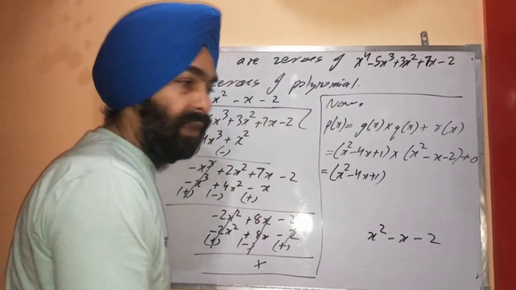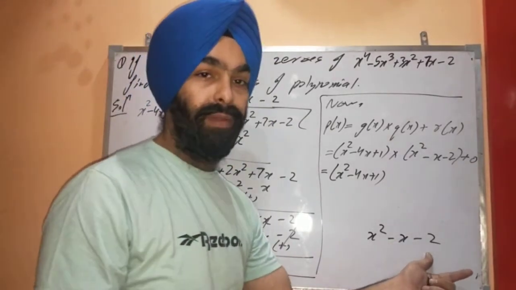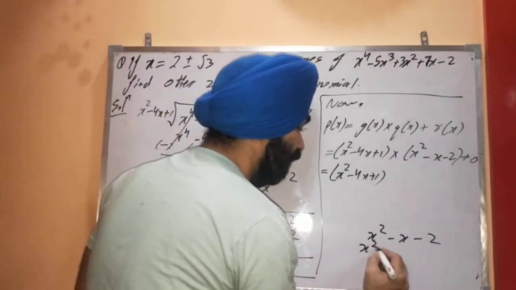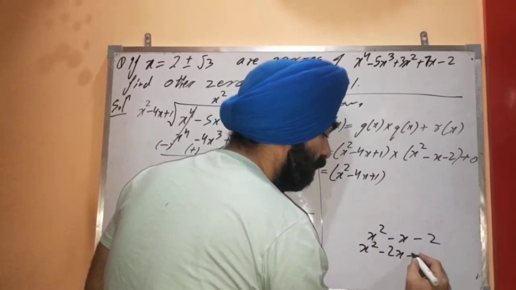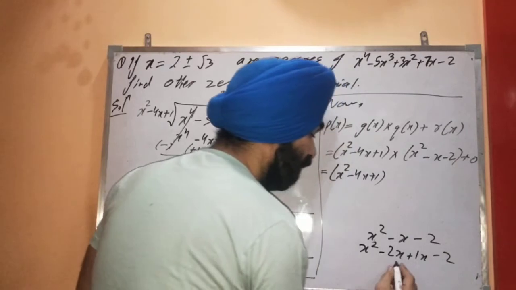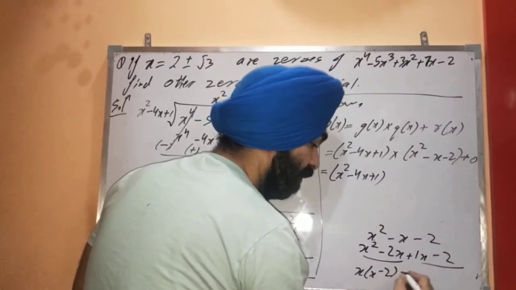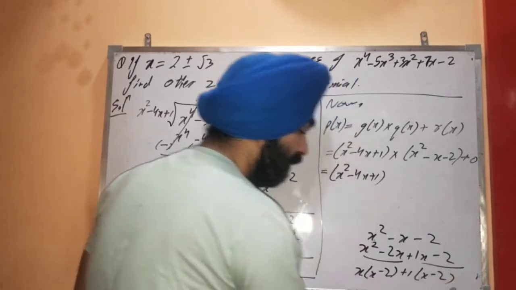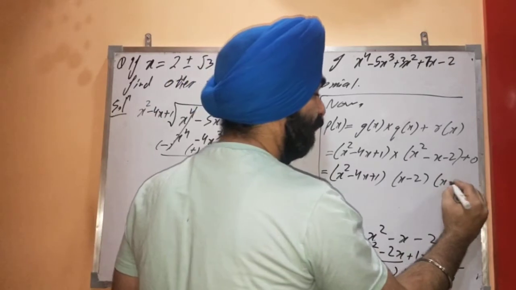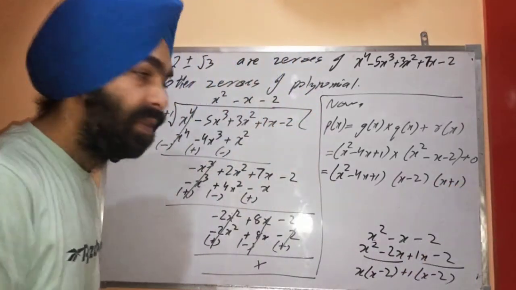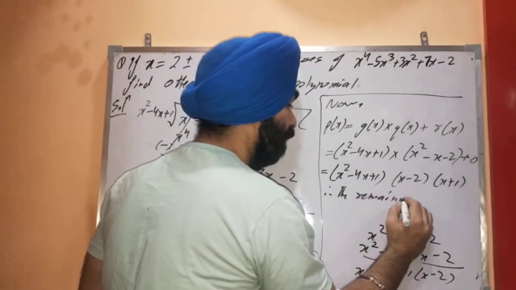Two numbers which when added give minus 1 as a result and when multiplied give minus 2 as the result. So these two numbers are minus 2x and plus 1x. So on taking common x from the first two terms and then 1 from the other two terms, we will get one of the factors as x minus 2 and the other factor as x plus 1.